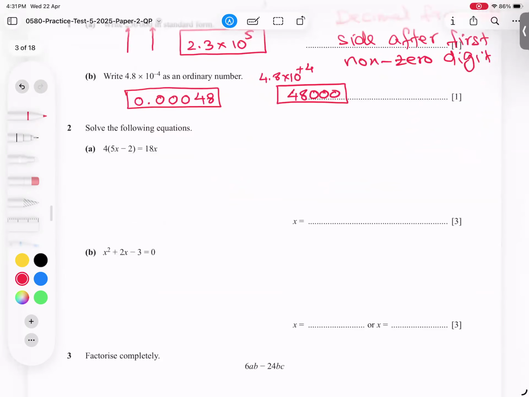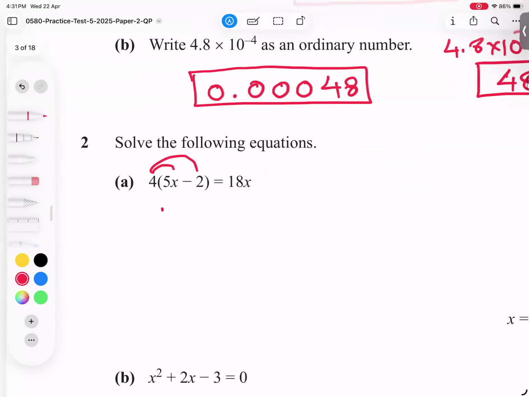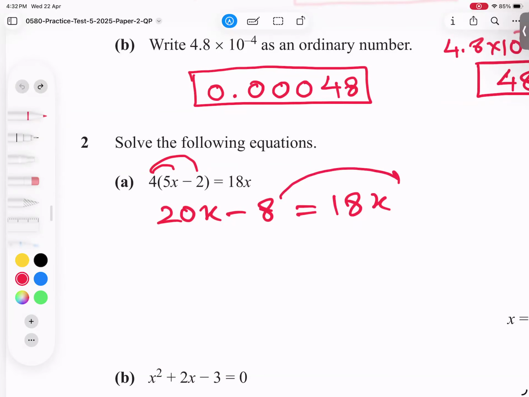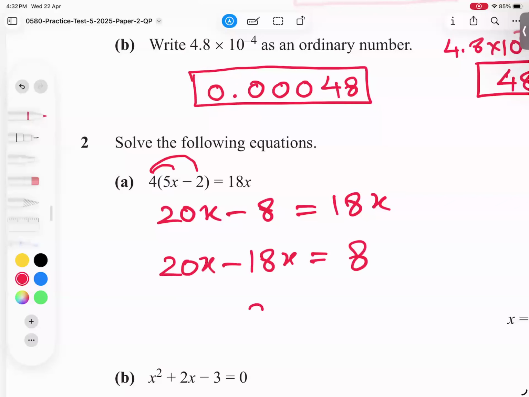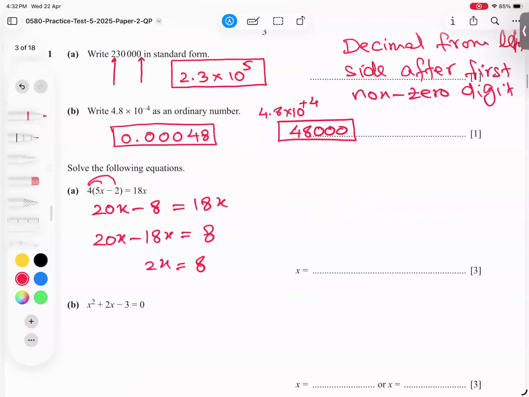We have two ways. Way number 1, you can multiply 4 inside. Way number 2, you bring 4 to the other side. But the problem is we have 18 here, so the best idea is to multiply inside. So I'm writing here 4 5s are 20x, 2 4s are 8, is equal to 18x. Now I'm bringing this 8 to the other side, and 18x comes to this side. So I get 20x minus 18x is equal to 8, and here I got 2x is equal to 8. Dividing by 2, x is equal to 8 by 2. 4 is my final answer.